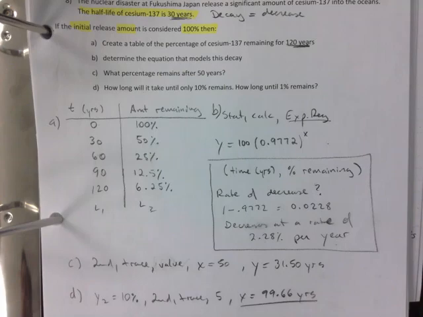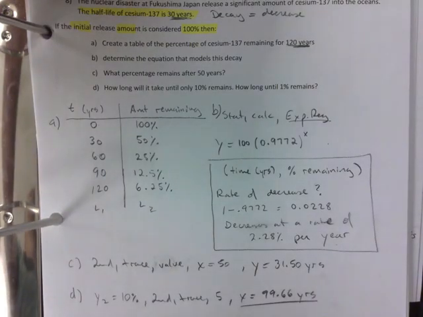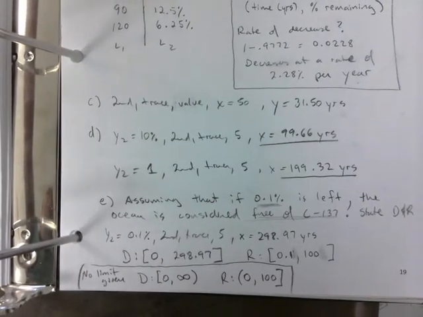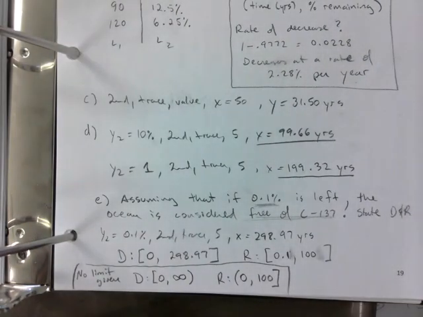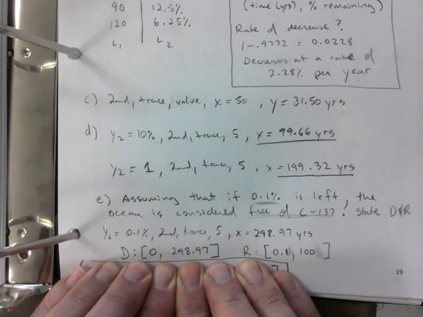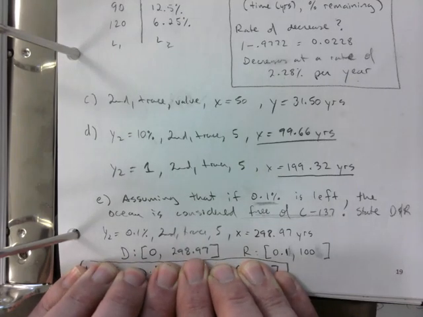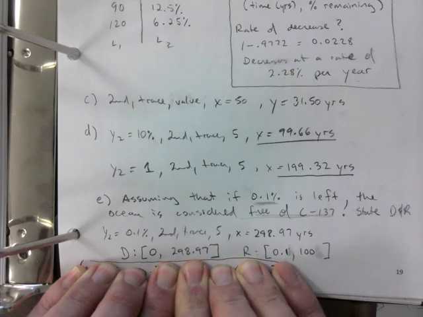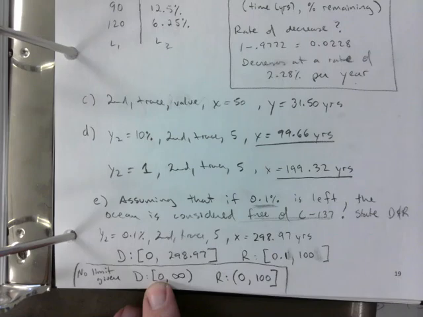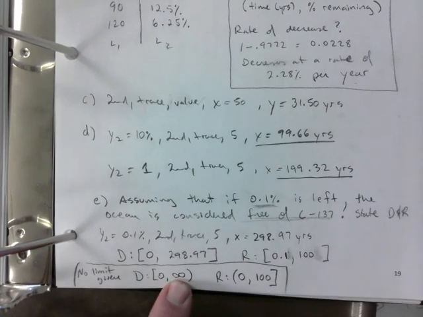The domain and range is something you need to also be comfortable with. So watch the domain and range here. Because this question gives you a limit, right? You go from time 0 to 298.97. Okay. And 0.1 to 100. But if there had been no limit, you would have gone from time 0 to infinity. It just keeps on growing, or decaying, sorry, I should say.